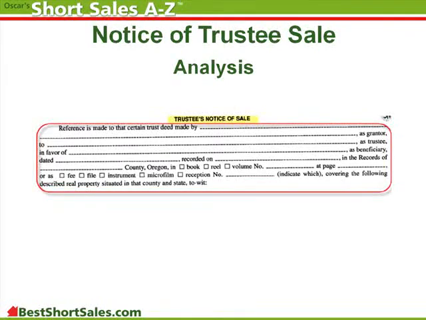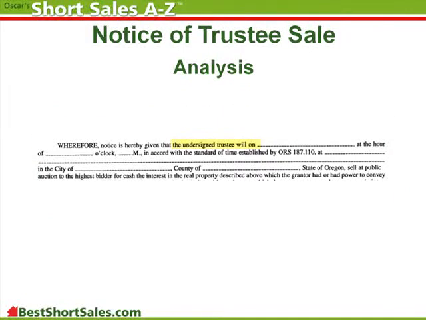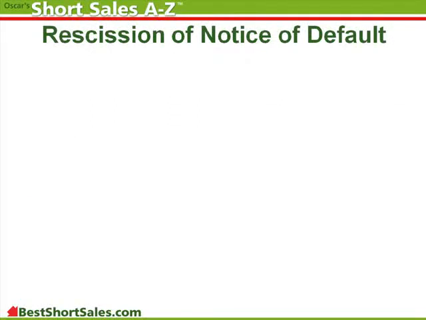Notice of trustee sale. This paragraph is the reference to the trust deed and collateral. Then it reads, the undersigned trustee will, on date of trustee sale, at the hour of, time of sale, at, location of trustee sale, sell at public auction to the highest bidder for cash the real property described above.